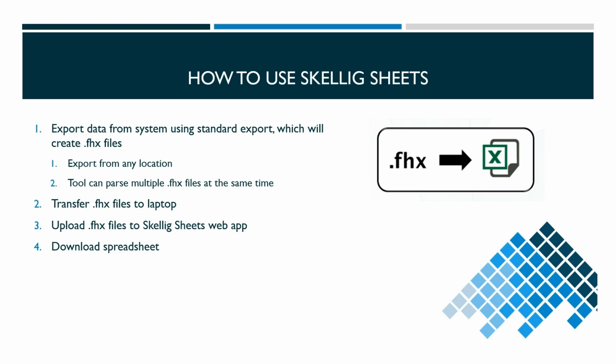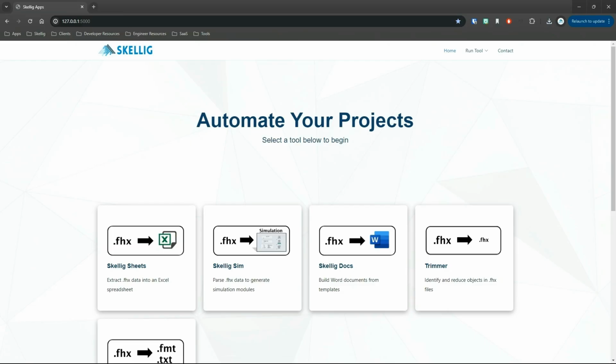After you're finished exporting data from Explorer, transfer the file to your laptop, then access Skellig Sheets in our web application. You run the tool by uploading your FHX file or zip file. Once the tool is finished running, there will be a link to download the spreadsheet. It's also worth noting that we do not save FHX files which are uploaded to the tool. All files are deleted immediately after parsing. In preparation for this video, I've already exported from Explorer an area containing 2 batch units with module and EM instances and moved the file to my laptop.